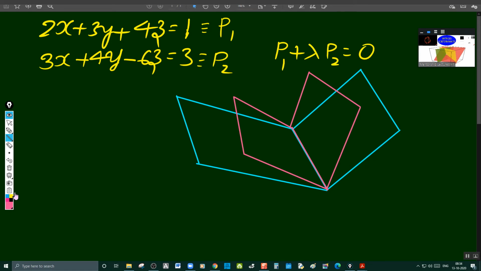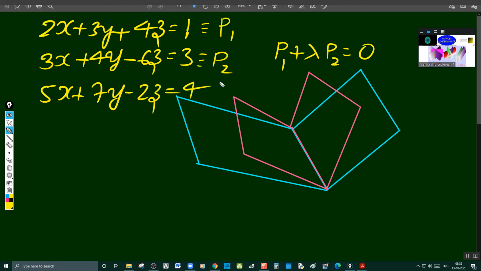For example, if I want to make this system of linear equations consistent with infinitely many solutions, then simply what I do now, I'll add these two. 5x plus 7y minus 2z is equal to 4. Then in this case, close your eyes and say there are infinitely many solutions.